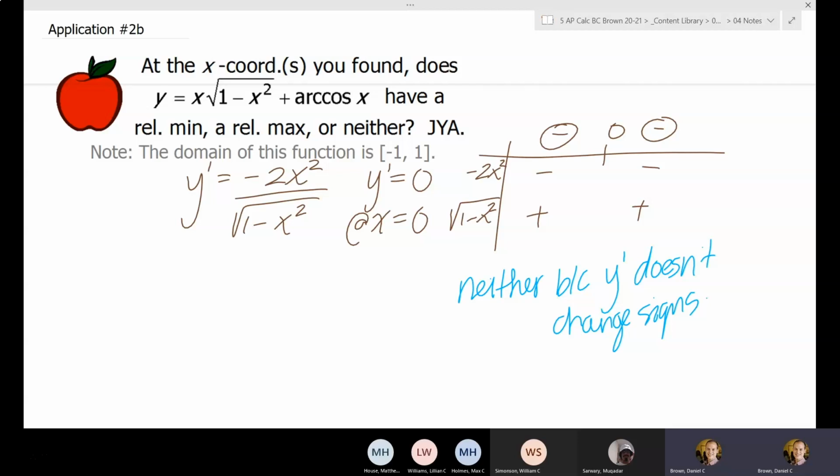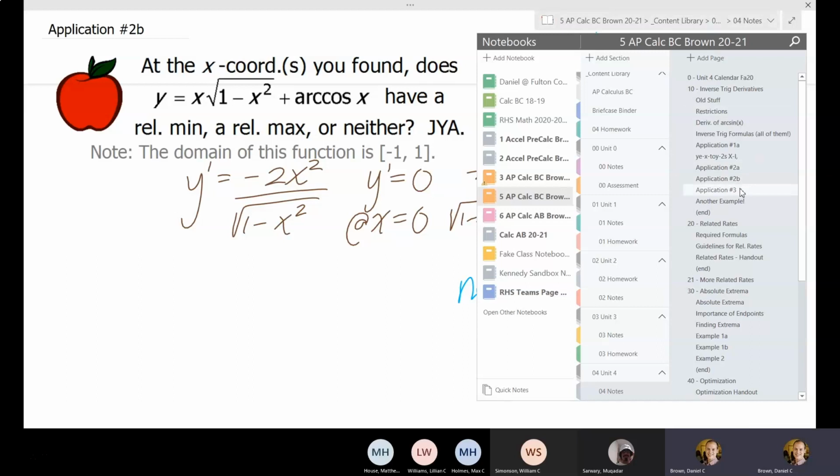This problem is actually one that we talk about a little bit later this unit. It does have absolute extrema on its endpoints. So this function, if you were to graph it, looks something like this. There's the x and the y axis. So it does have absolute extrema on the endpoints, but for the relative extrema, there's not one at 0. Questions?